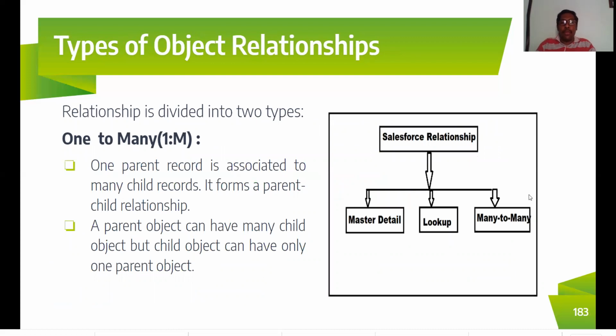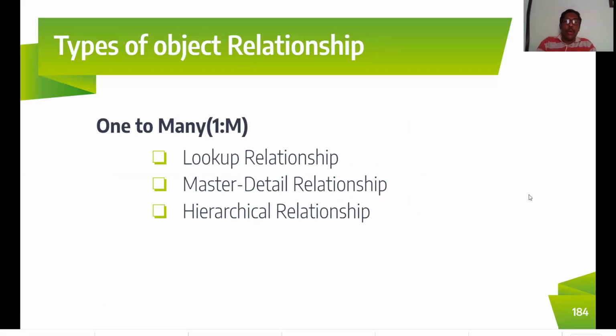Coming to types of object relationship, we have one-to-many relationship. One parent record is associated with many child records. It forms a parent-child relationship. A parent object can have many child objects, but a child object can have only one parent. In types of object relationship, the first we are going to discuss is lookup relationship, followed by master detail and hierarchical relationship.